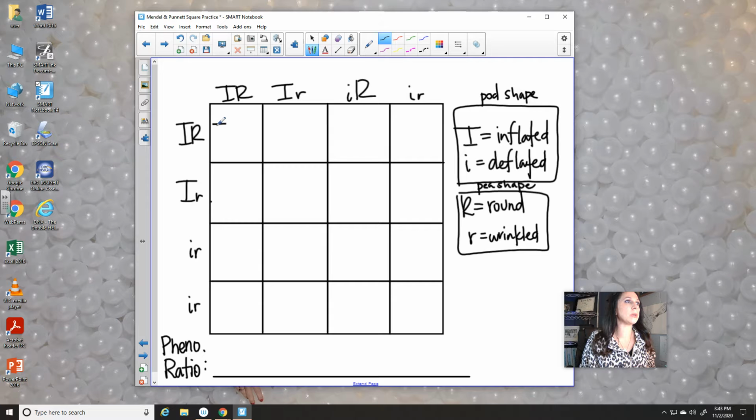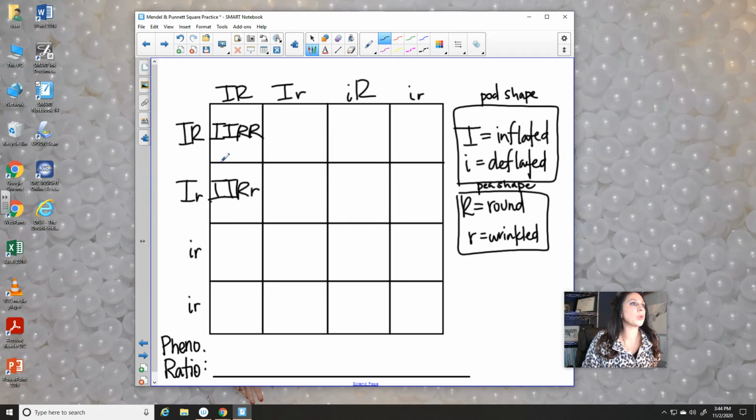So this one's going to be big I, big I. And then we're going to drop a big R, big R, right? Now we're going to keep going all the way down this column. So we're going to drop this big I and slide this big I over. Well, they're both big letters, so it doesn't matter which one comes first. But now we have a big R and a little r. So we're going to put the big R first, and then the second is going to be the little r.